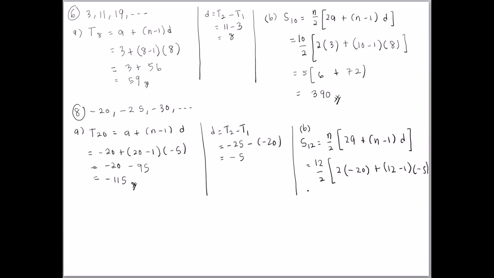Okay, 12 divided by 2 is 6. 2 multiplied by negative 20, negative 40. Okay, plus 12 minus 1 is 11. 11 multiplied by negative 5 is negative 55. Negative 40 plus negative 55, we get negative 95. Negative 95 multiplied by 6. So the final answer is negative 570.